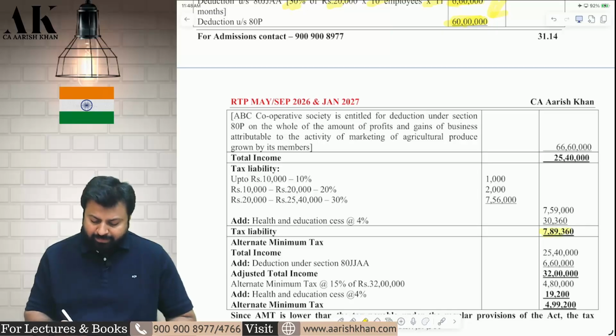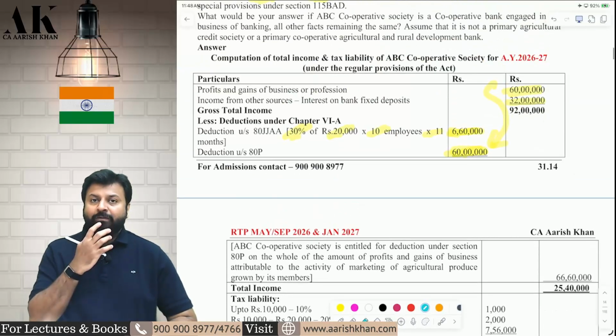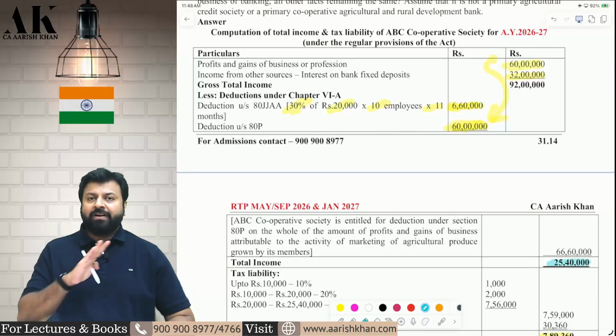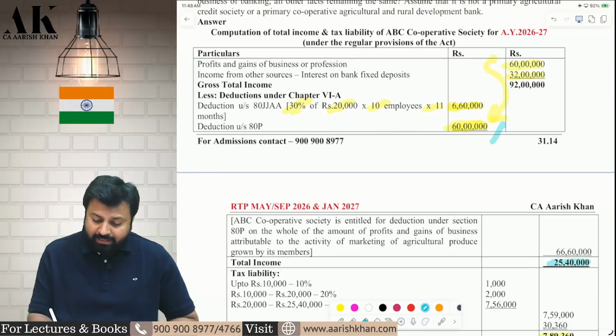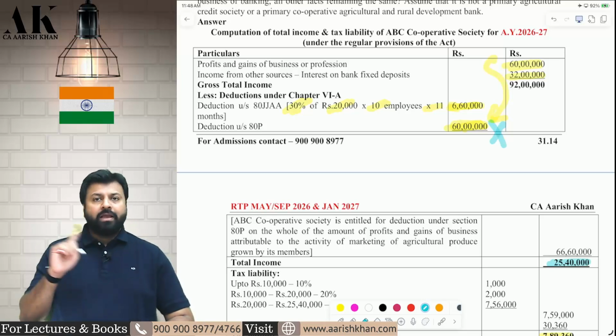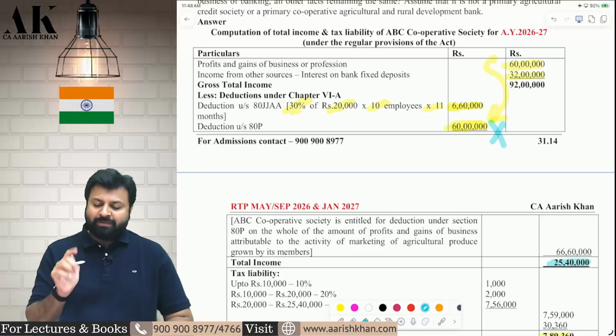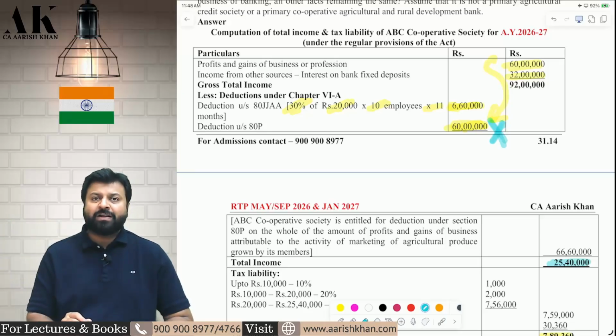Now you will compute your AMT. While computing the AMT, always remember how AMT is computed. It is nothing but total income plus profit linked deduction except 80P. While computing AMT, don't add 80P. AMT is not applicable on 80P incomes. 80P deductions are not subject to AMT. Be very careful. You will not add back this 60 lakh rupees while computing AMT.